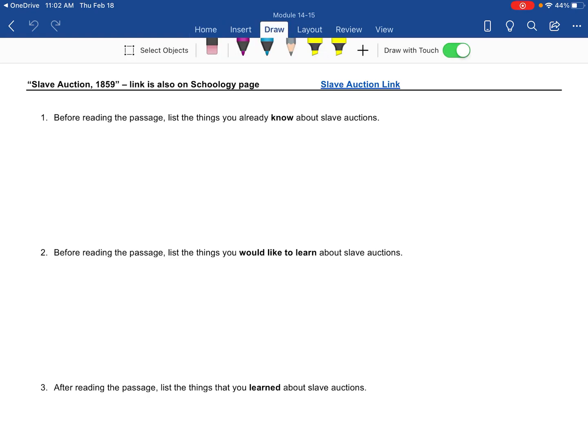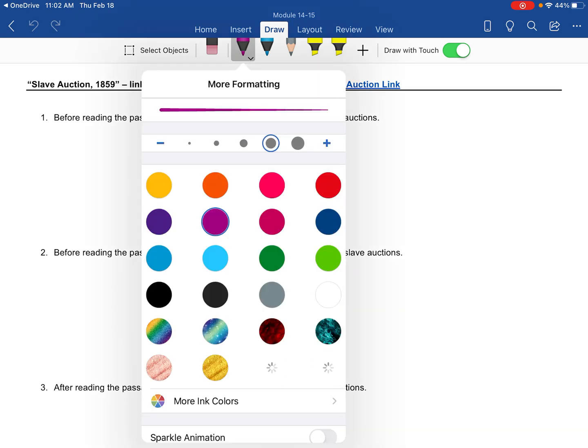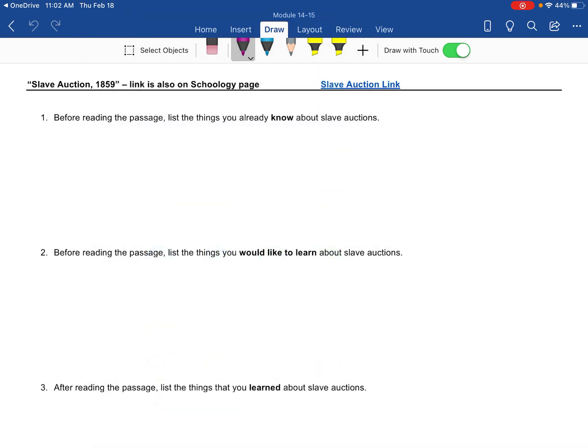You can type it or write it. Now, you might not know anything about them, and you could put that. I understand that some of this stuff you just don't know anything about, and that's why we're learning about it. But if you think you know something about them, you could write it here. And then number 2, also before you read, list the things you would like to learn about slave auctions. And you could list anything that you want to learn here.